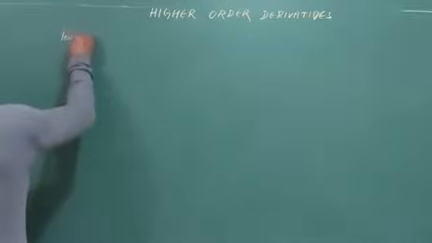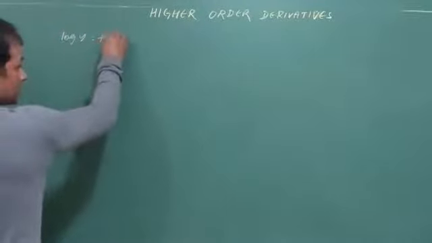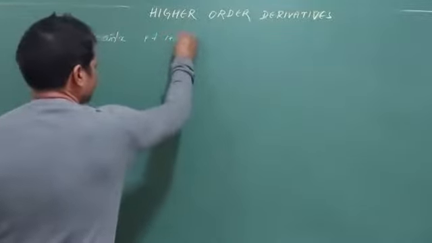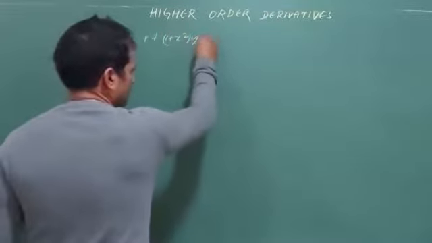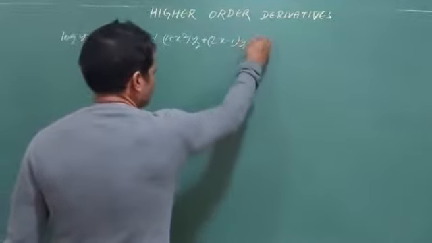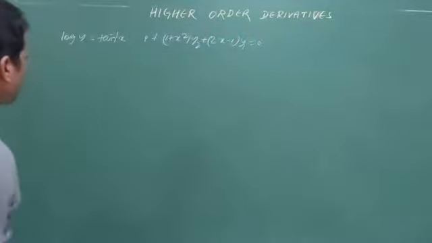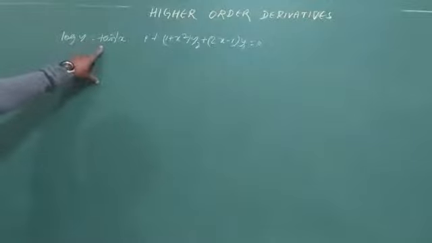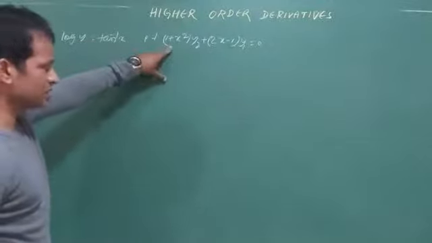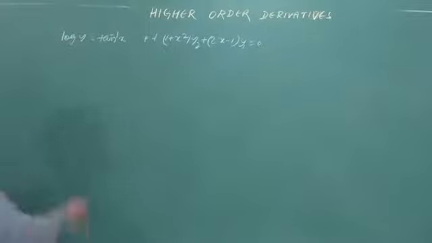Next. Log y is equal to tan inverse of x. Prove that 1 plus x square y2 plus 2x minus 1 into y1 is equal to 0. Log y is equal to tan inverse x. Alright, you can see that tan inverse x derivative is 1 by 1 plus x square. It is there, so I am not going to change it.